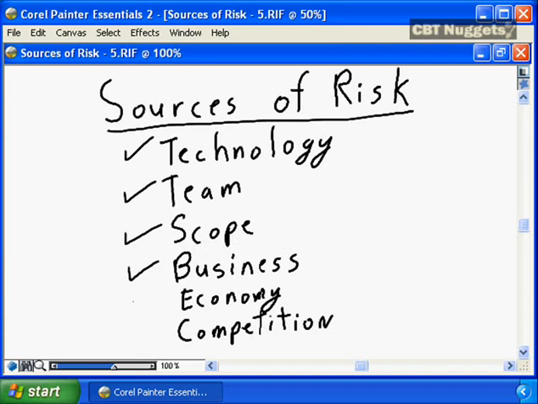What's the current state of the economy? When the economy is good, there's typically more money available for projects, therefore less focus, less scrutiny on projects. When the economy is poor, there is absolute focus on projects to do more with less. Therefore, there is more risk to your project, that your project will be challenged. Therefore, you must build that into your project management plan.